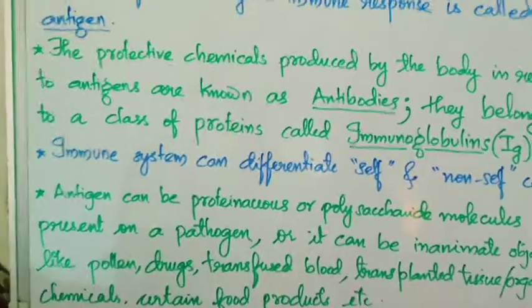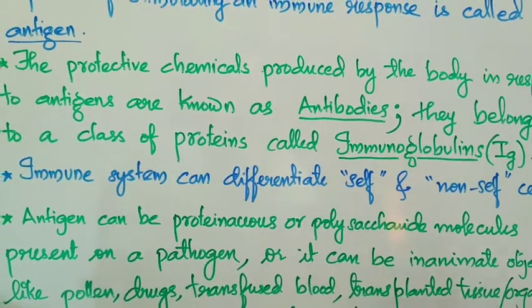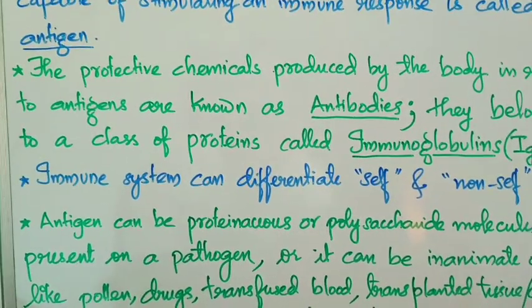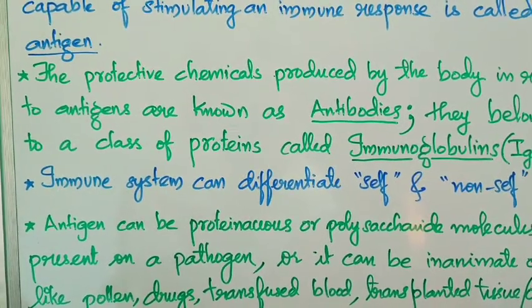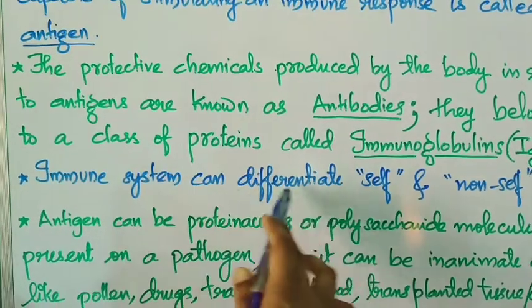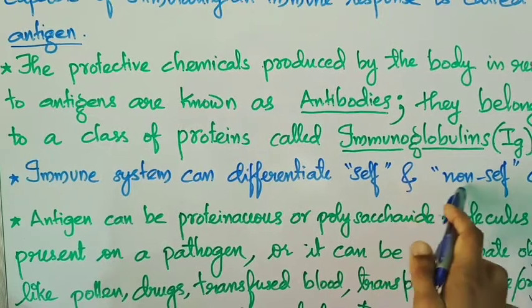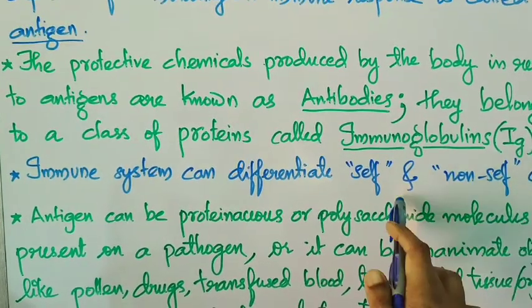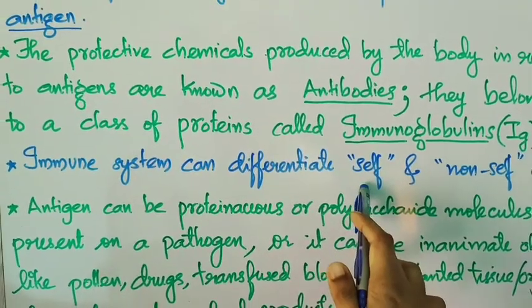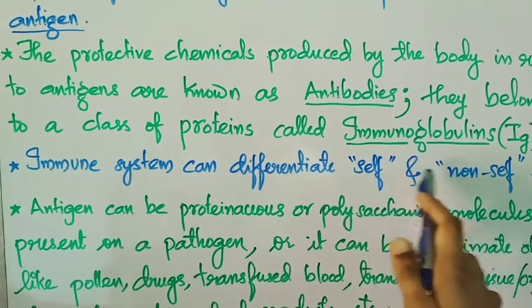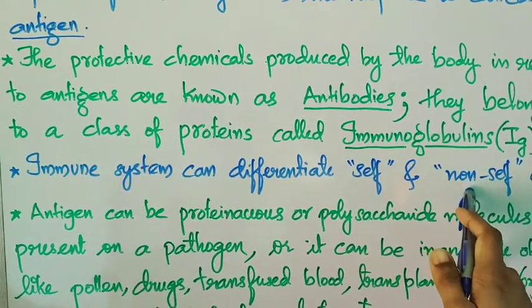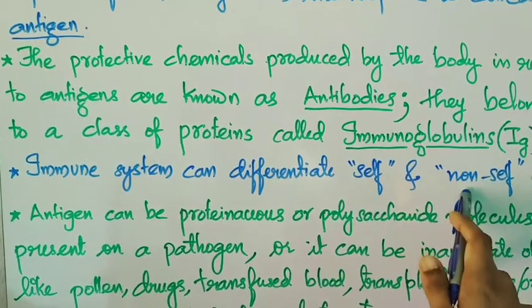Alright, now one peculiar characteristic of our immune system, because of which it is very effective or very efficient in the work that it does, is its ability to differentiate self and non-self cells. The immune system is able to understand which is the body's own cell and which is a foreign cell, which is self, which is non-self.